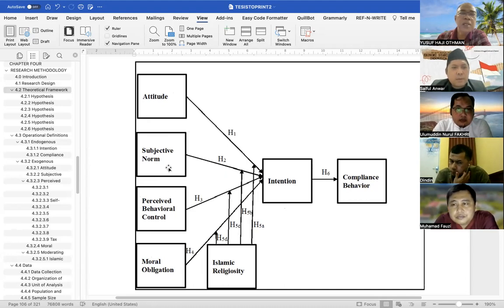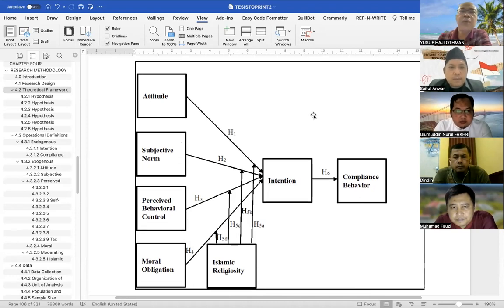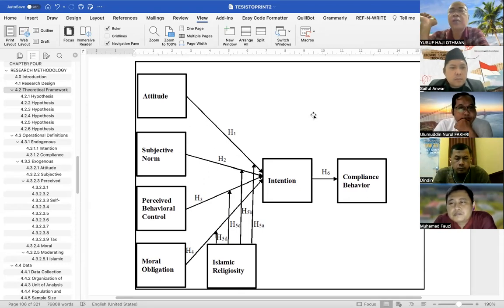A construct means something that is abstract in nature, but can be measured in empirical studies. Abstract means we cannot see, but can be measured empirically. The most difficult part, to me, is not testing the validity and reliability of the instruments. The difficult part is to determine what variables to include in the theoretical framework, because you cannot simply throw in variables, you know?